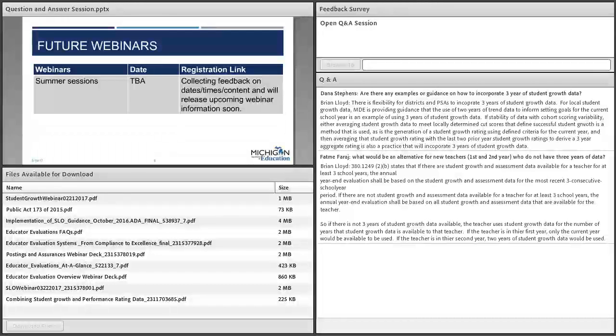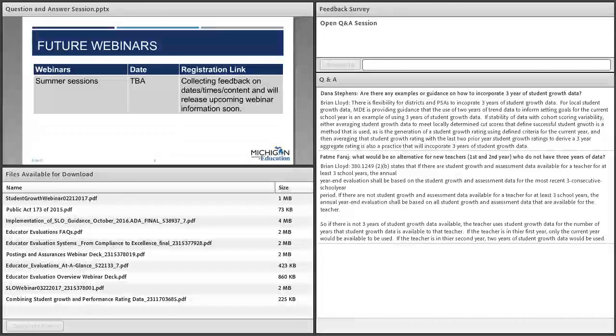So when 3 years of student growth data is not available, then it, of course, can't be used because it's not available for use. But when 3 years of student growth data is available to be used, then it is written within 380-1249 that it is used. So the use of 3 years of student growth data is mandated within 380-1249. So as we had stated a little bit earlier, the districts have flexibility for how 3 years of student growth data is used, but it is mandatory to be used when that student growth data is available. I hope that answers that question. Please let me know if you'd like more clarification about that.